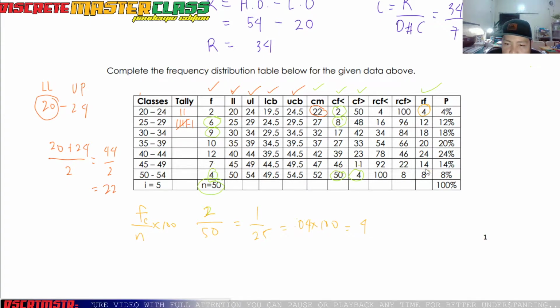Subukan natin tong 8. Paano naging 8 to? Okay? Yung 4, i-divide mo ng 50, ang lalabas dyan ay 2 over 25. Okay? I-times mo sa 100, yung 2 over 25, 2 divide 25, okay, times 100 will give you 8. Kasi yung 2 over 25, that is 0.08 times 100 equals 8.